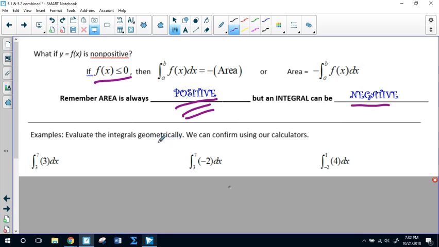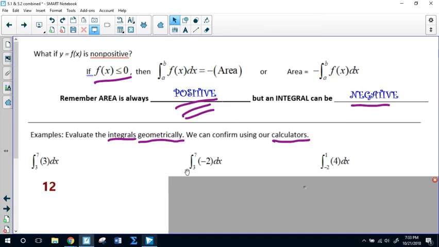Okay, so these first examples we're going to do are not actually going to be area that we're looking for. We're just looking for the integral, and all we know right now is how to do this geometrically. When we say confirm on our calculators, it just means you could graph it and look at it on the calculator. All right, so here's our first example, the integral from 3 to 7 of 3 dx.